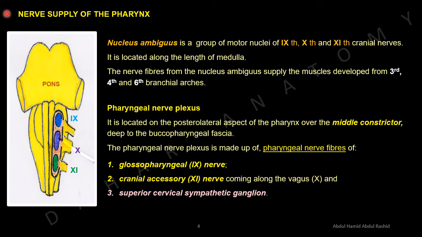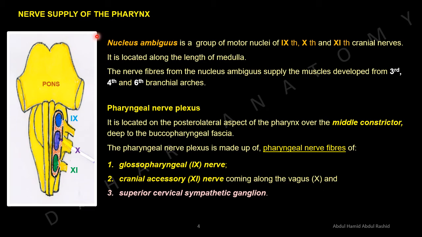Nerve supply of the pharynx. This is part of the brainstem. This is medulla oblongata. This is the pons. We are going to talk about nucleus ambiguus. This is the nucleus ambiguus.